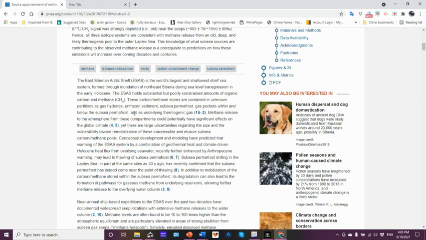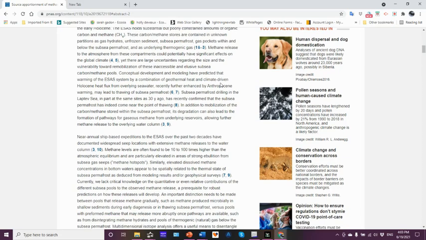These carbon-methane stores are contained in unknown partitions as gas hydrates, unfrozen sediments, subsea permafrost, gas pockets within and below the subsea permafrost, and as underlying thermogenic gas. That means the source is much deeper. If you were to go vertically through the geological column, the thermogenic gas would be deeper down. Methane released to the atmosphere from these compartments could potentially have significant effects on the global climate, yet there are large uncertainties regarding the size and vulnerability toward remobilization of these inaccessible and elusive subsea carbon-methane pools.